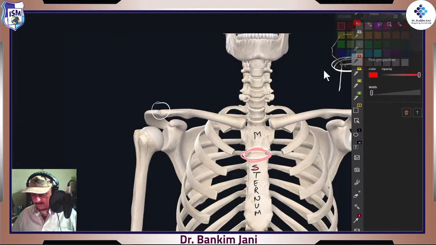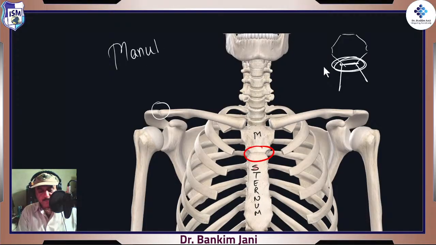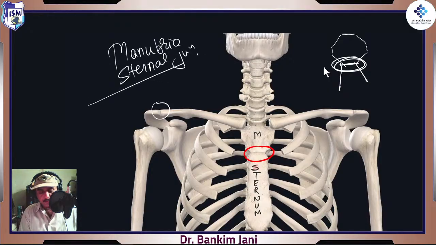Okay. Now it should be better. Yeah, this is better, right? Okay. So coming back to this junction, this is what is called the manubriosternal junction. Again, the same style, right? Manubrio, that is between the manubrium and the sternum. Sternal junction. There is another name for it, that is the angle of Louis.